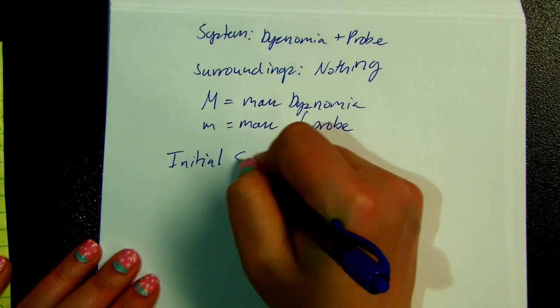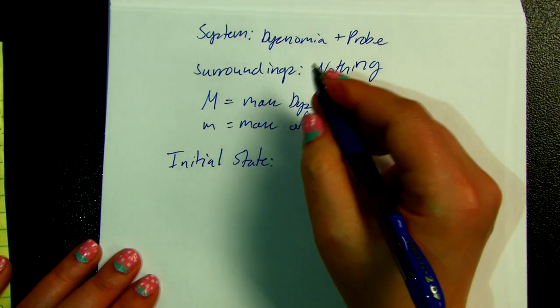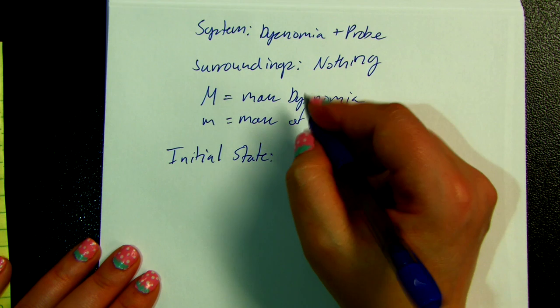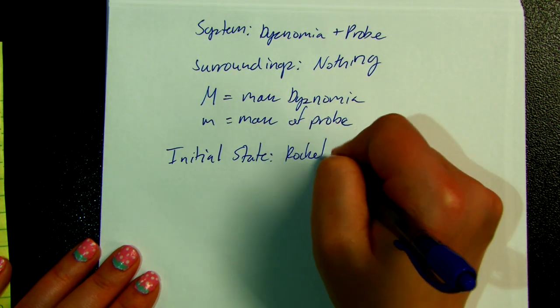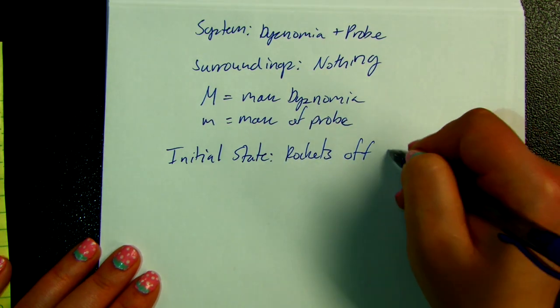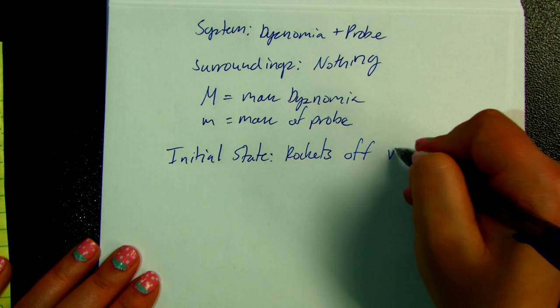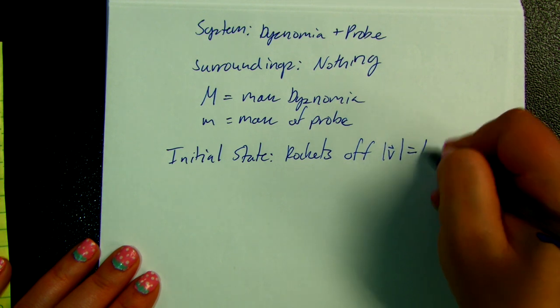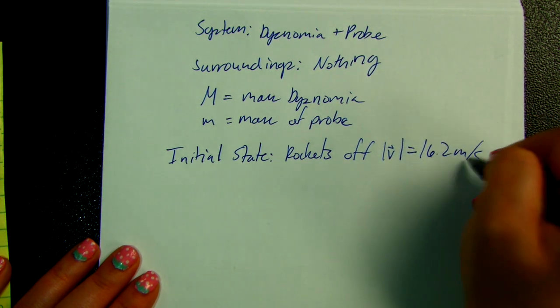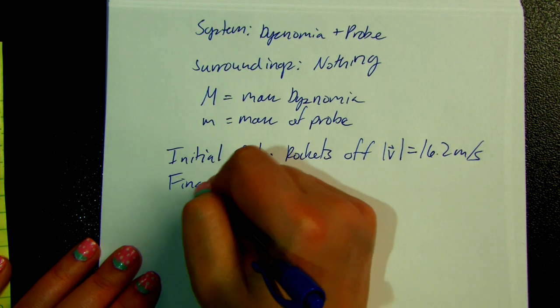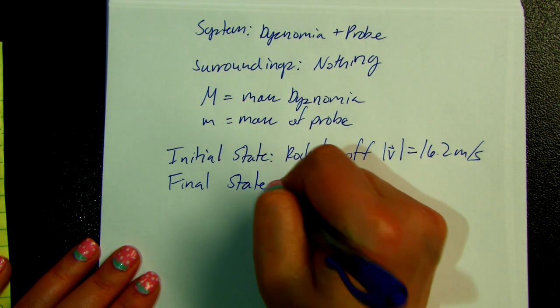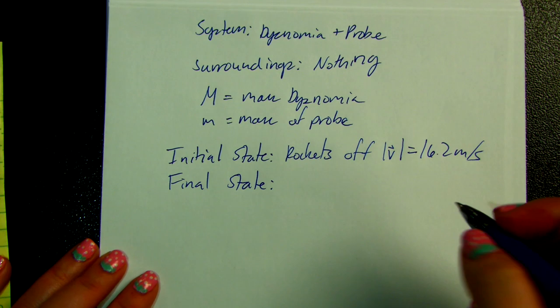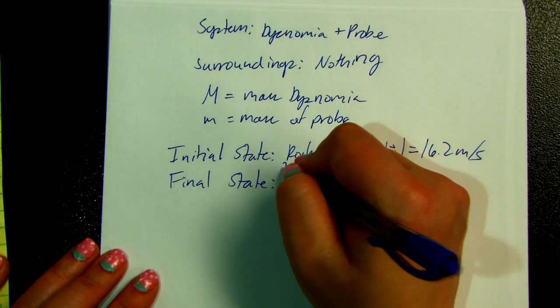So initial state, rockets off, speed of 16.2 meters per second. Final state, oh, and it's 350.